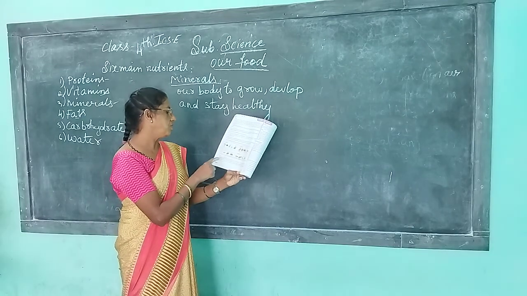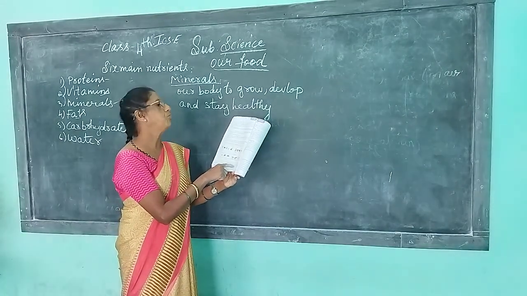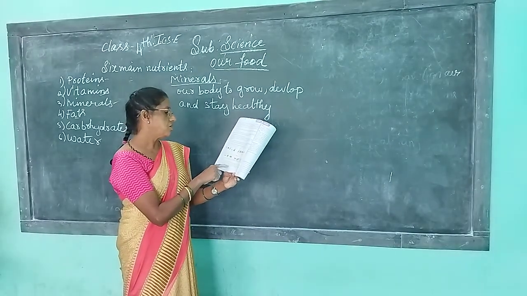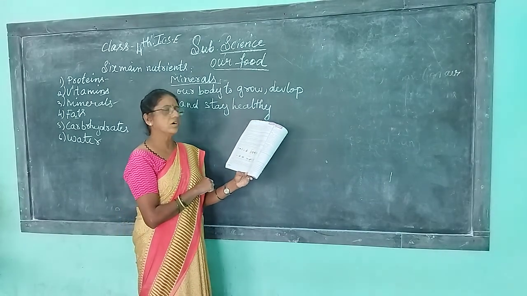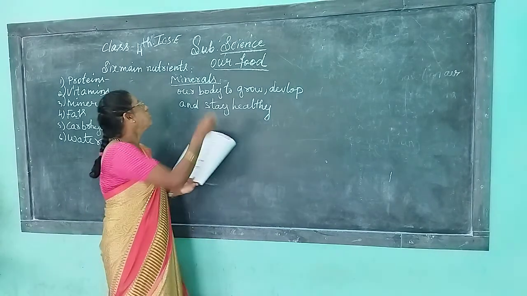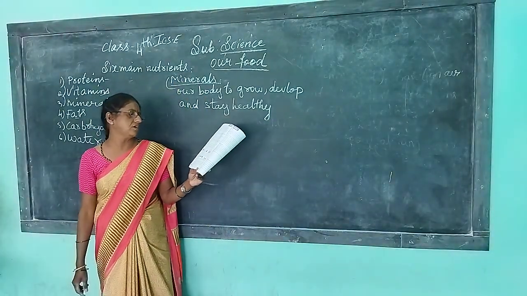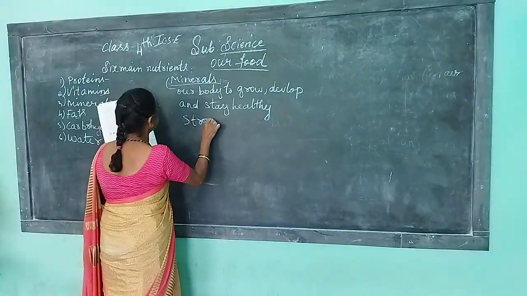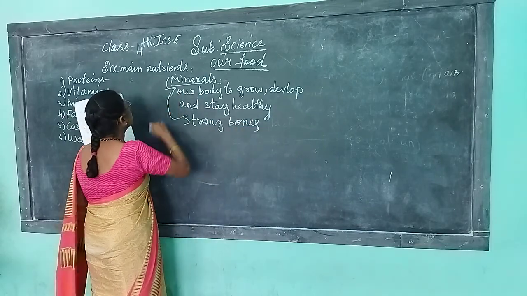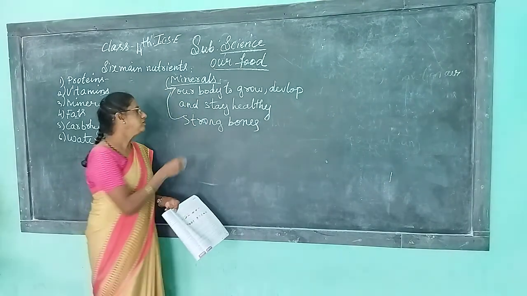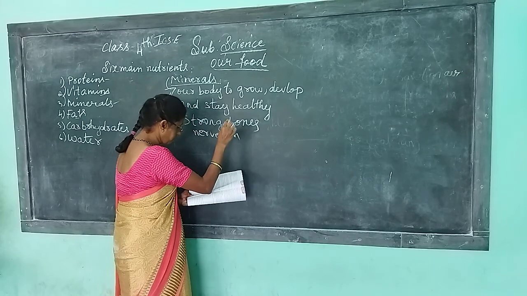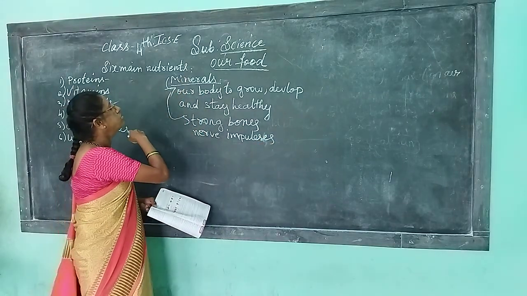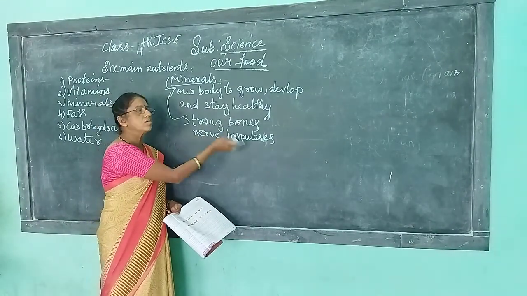The body has different functions, and minerals help in building strong bones and transmitting nerve impulses. Some minerals are even used to make hormones or maintain a normal heartbeat. So our body uses these minerals to perform different functions and to help build strong bones. Minerals help us to build strong bones and transmit nerve impulses.